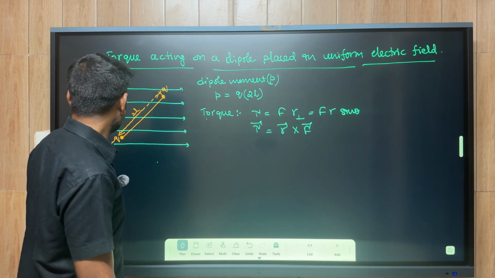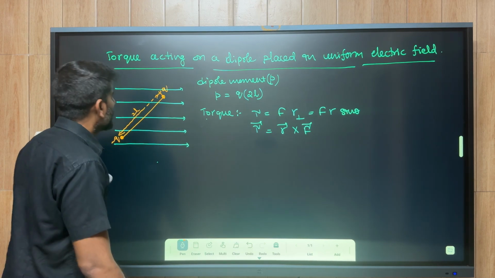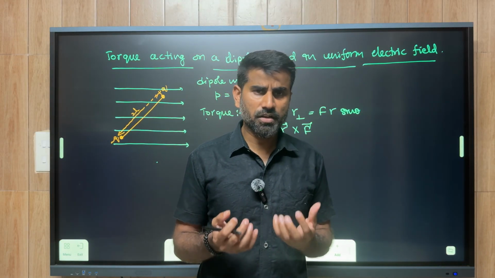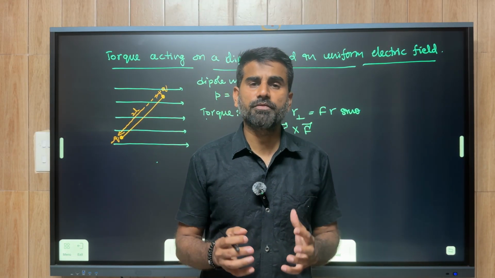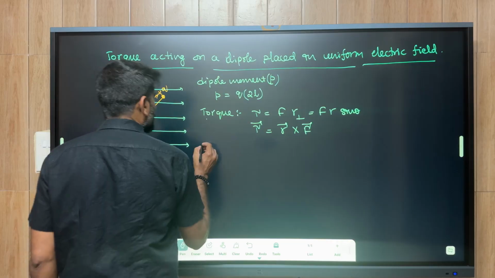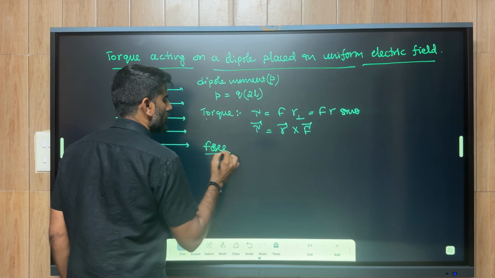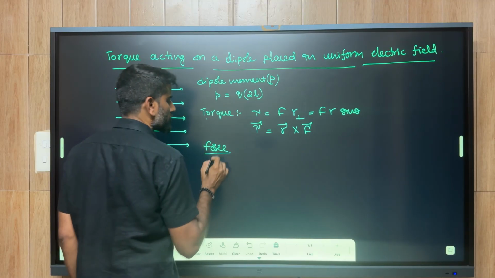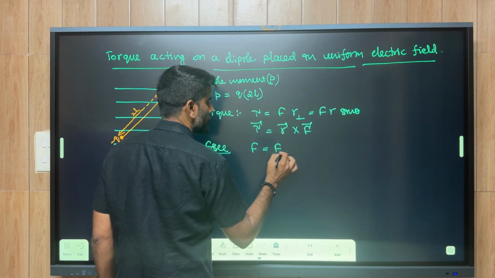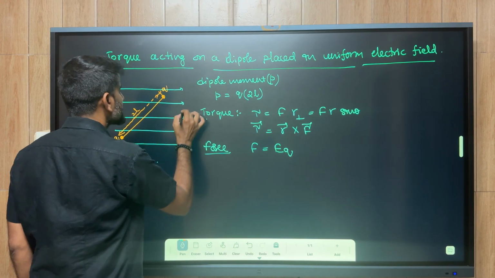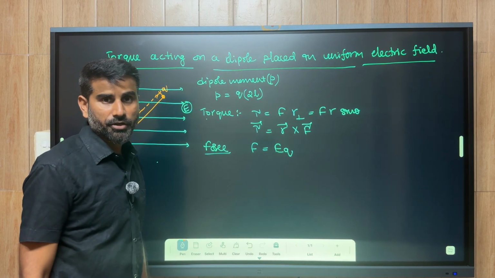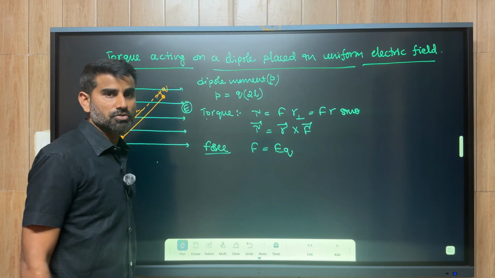Let us understand the force on this dipole as well. As we all know, when a point charge or any kind of charge is placed in a uniform electric field, it experiences a force. That means the force acting on the dipole we can determine. Now force F on each charge is equal to E into q, where E is the uniform electric field and q is the charge.